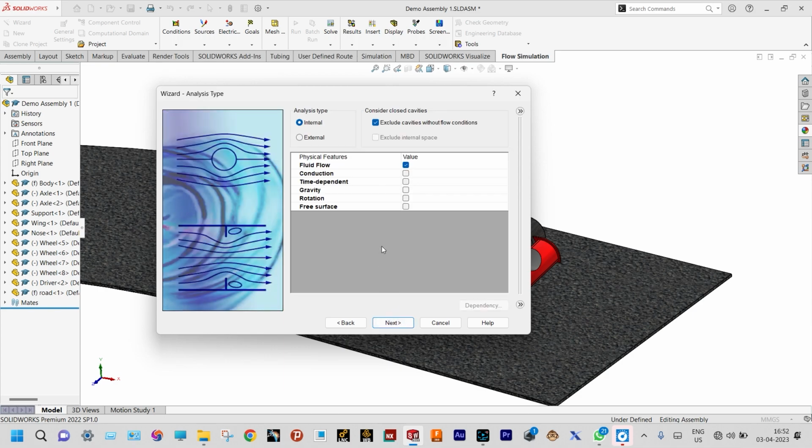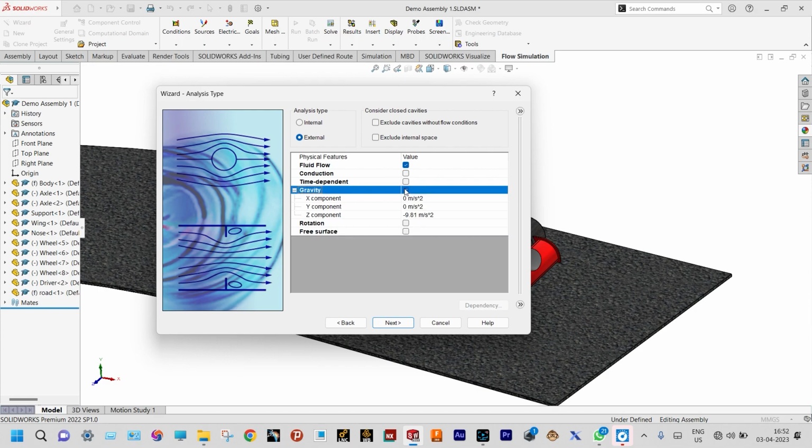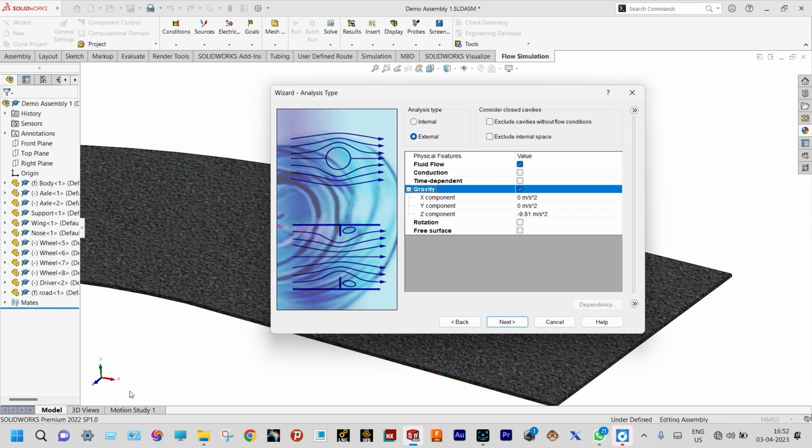Next, we need to select what type of analysis it is. Definitely it is an external analysis. And next, from physical features, we need to select fluid flow conditions, and gravity will be involved. Let's see the direction of gravity in this case, as it is given by the direction here itself, y. The direction of gravity is y, so along y it will be minus 9.81 meters per second squared, and along z it will be 0. And rotational conditions we will provide from boundary conditions.